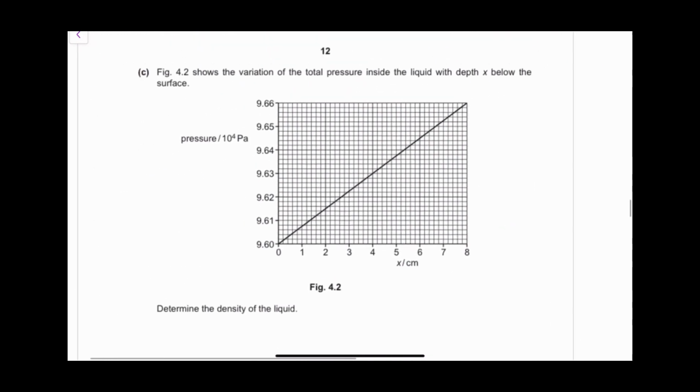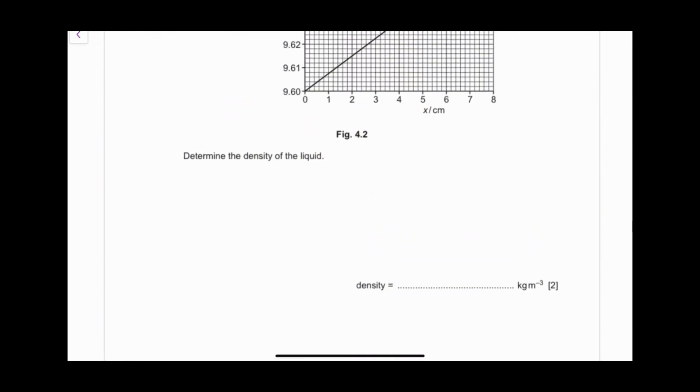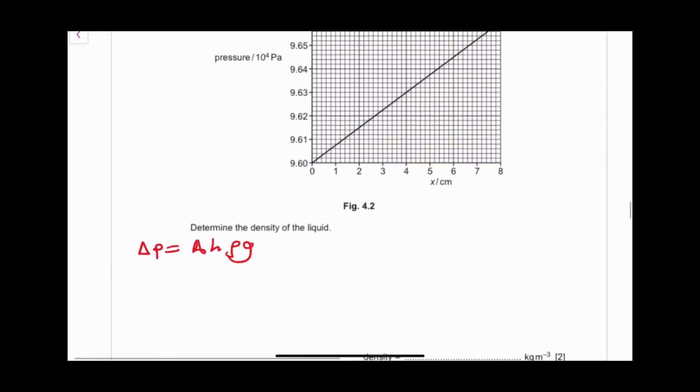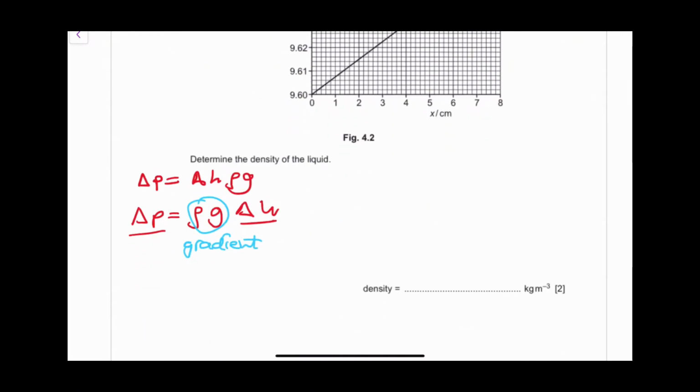Right. Moving on to the next question. We've been given a graph of the variation of pressure against the depth x, and we're asked to determine the density of the liquid. What do we know? We know that pressure is actually rho times g times delta h, right? So if I have a pressure against x graph, that's basically this graph itself, against rho g delta h. It's these two variations. That actually means that this is my gradient, so the gradient of this graph is actually rho times g.